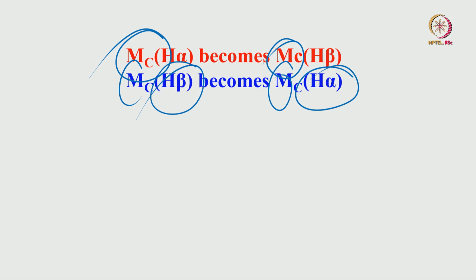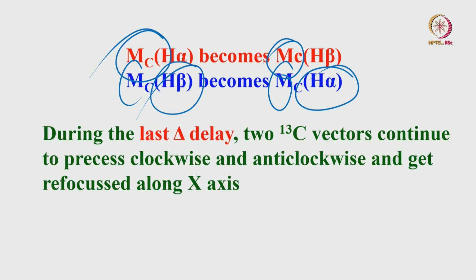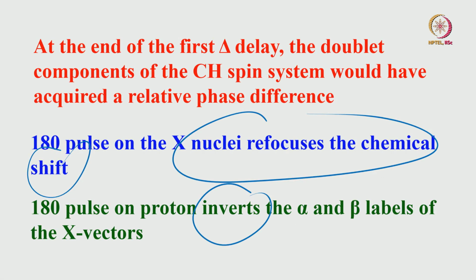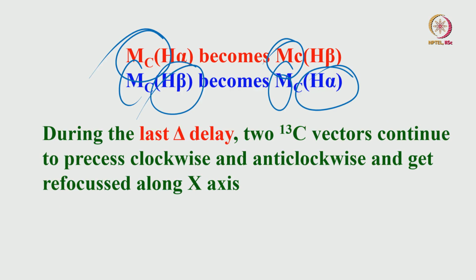This is what the 180 pulse has done. It just inverted the spin states. That is all it has done. It inverts the alpha and beta labels. During the last delay, what will happen? In the last delay, the 2 carbon 13 vectors continue to precess clockwise and anti-clockwise as always. There is a delay you give, and then they continue to precess.